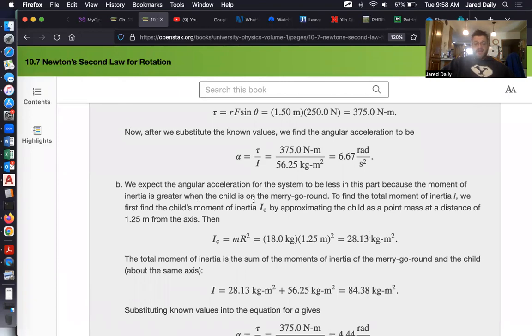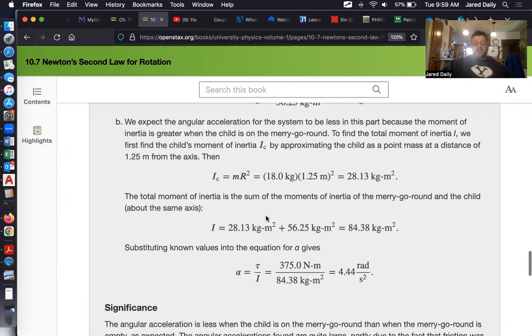What if we add a child on? They are going to add a child on, so we can calculate the moment of inertia of the child as a point child. So it's mr squared, and then we're going to add that child moment of inertia to the moment of inertia of the merry-go-round. So the total moment of inertia of the system is going to be 84.38 kilogram meters squared.